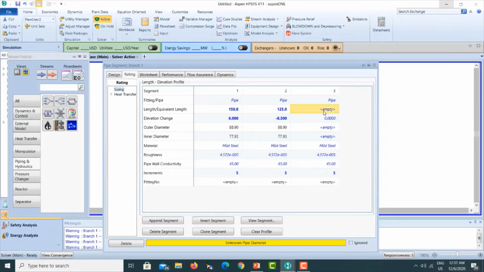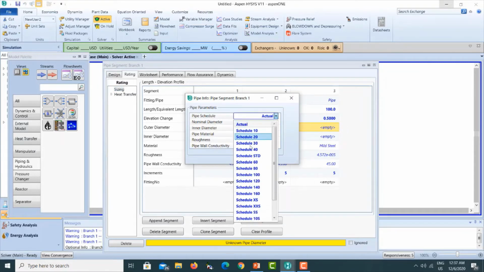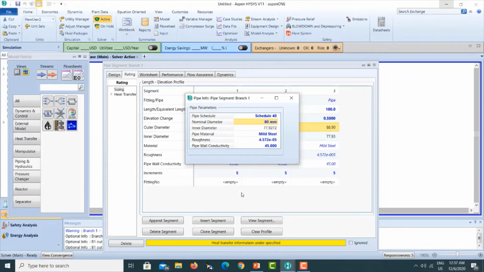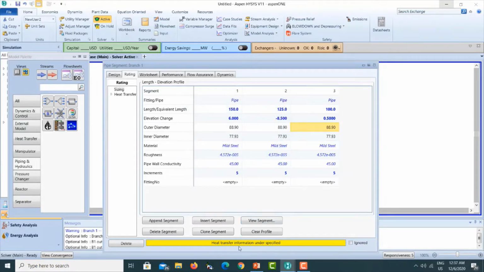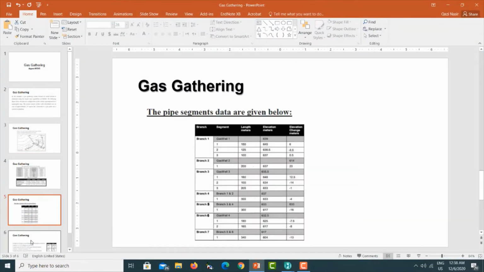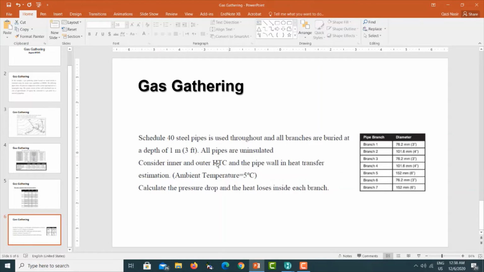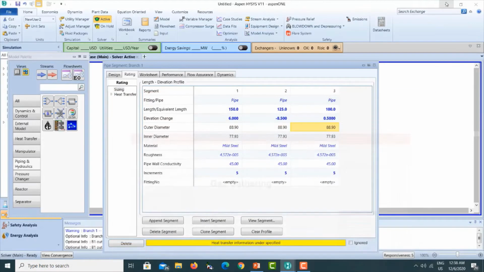For the third segment, the length is 100 meter. We have the change in elevation 0.55 meter, and then we need to go to the view segment tab. We need to click on the schedule 40, and similarly for this one also we need to go for 80 millimeter nominal diameter. Okay, once it is done, if you look here on your screen, you need to give some information regarding the heat transfer, and we have this heat transfer information which is shown in this particular slide. Okay, this information we need to add here.